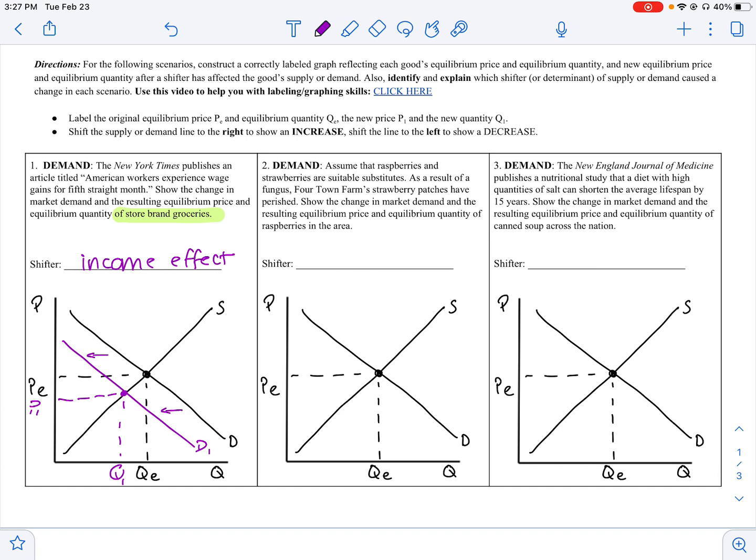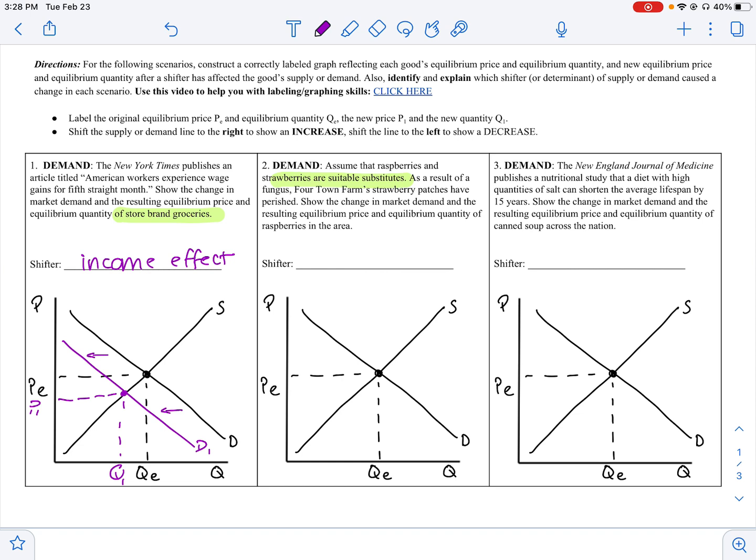The second one says that assume that raspberries and strawberries are substitutes. Oftentimes in a scenario, you're going to have to be told that something is a substitute so that a student reading the question cannot disagree and say, well, I don't think they're substitutes. As a result of a fungus, Four Town Farm strawberry patches have perished. Show the change in market demand for the raspberries.